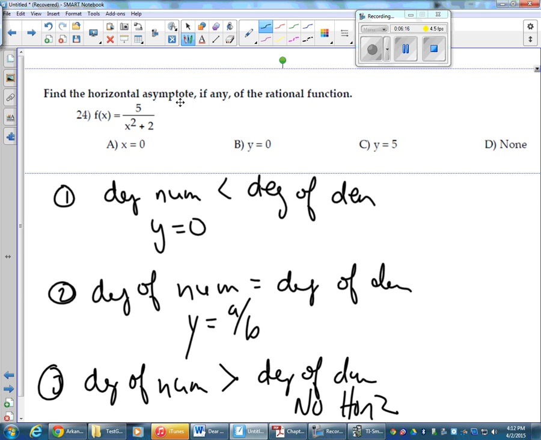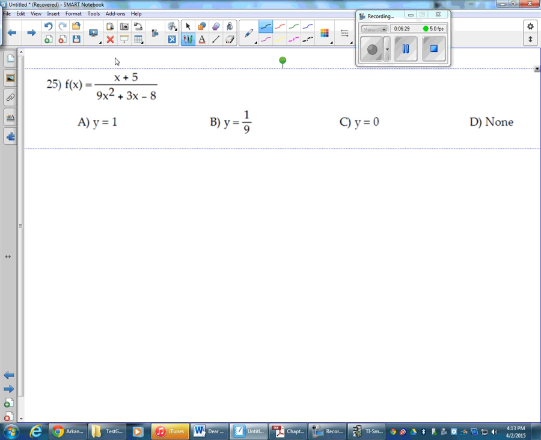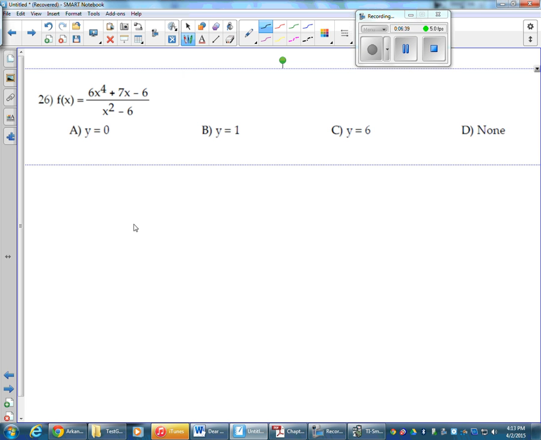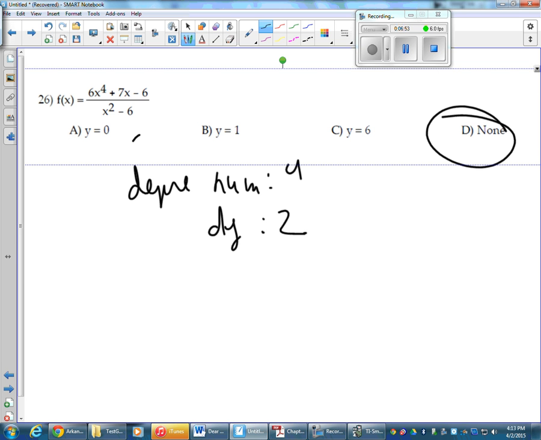So here the degree is 0 on the top and it's 2 on the bottom. So the top degree, numerator, is less than the bottom degree. So y is equal to 0 would be my horizontal asymptote. Again, degree of the numerator is smaller than degree of the denominator. So again, it's y equals 0. That's my horizontal asymptote. Here the degree of the numerator is larger, because the degree of the numerator is 4 and the degree of the denominator is 2. So that's larger than 2, so there would be none.